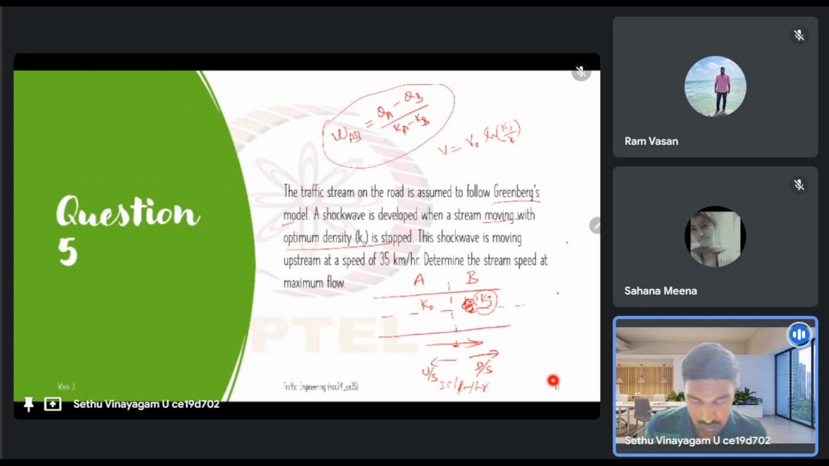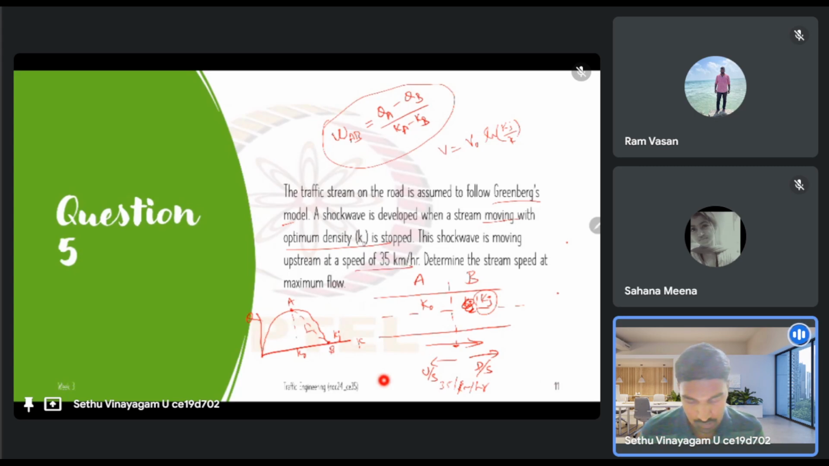You can also see that if you draw the fundamental diagram, you will know. This is q-k. What is K0? I said it is the density where flow is maximum. This is your traffic state A, and this is your traffic state B with jam density Kj. If you connect these two, what do you see? You see a negative slope, which means it's a backward forming shock wave.